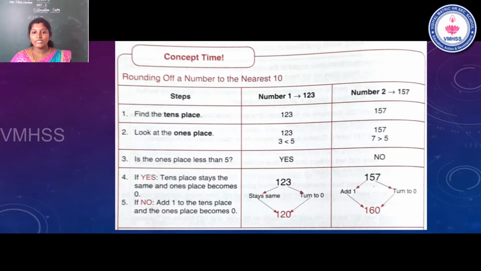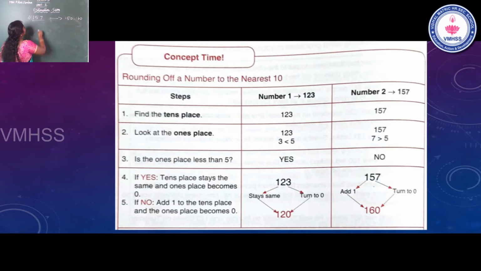So, is the ones place less than? No, it is greater than. So, you add 1. So, tens place stays the same. Ones place becomes 0. So, this value is between the numbers 150 or 160. Okay, ma'am? So, nearest 10. Rounding a number to the nearest 10.